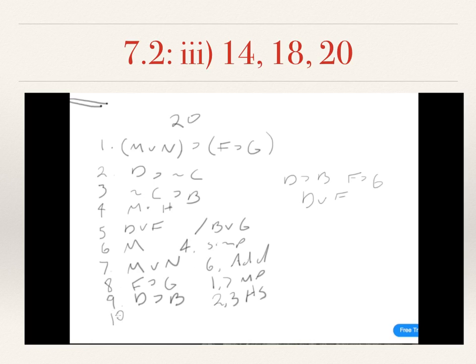And now we add D implies B and F implies G by 8 and 9, addition. And that leads us to step number 11. We can prove B or G by constructive dilemma of 10 and 5. Constructive dilemma. So that was one of the harder proofs, but you can see each step follows by one of the rules that we've learned in this section.